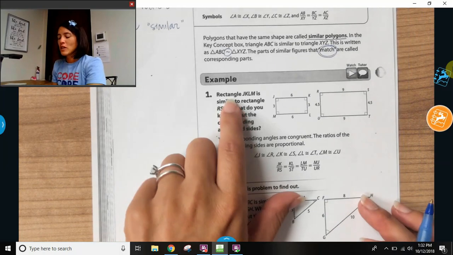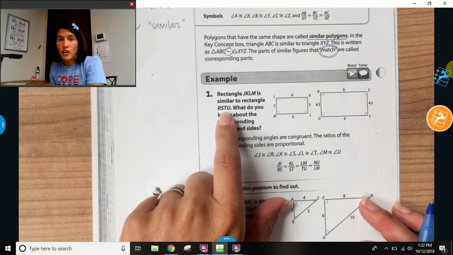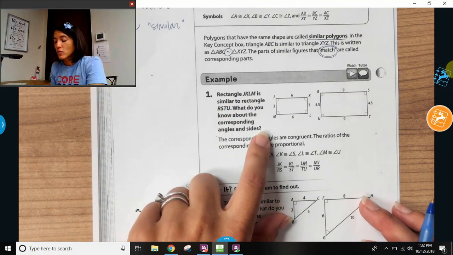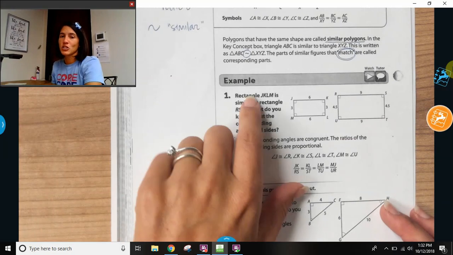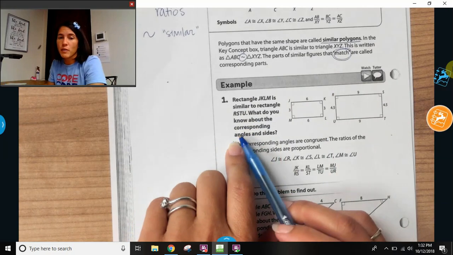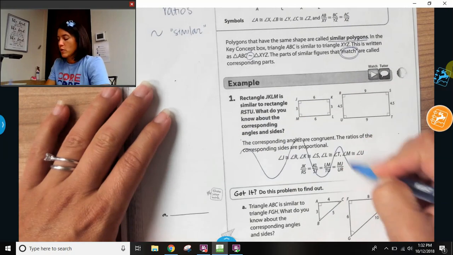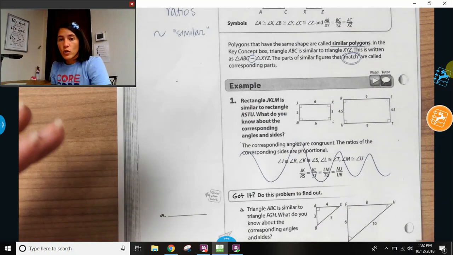So here's an example. Rectangle JKLM is similar to rectangle RSTU. What do you know about the corresponding angles and sides? Now, of course, it's done for you, but I'm going to explain what you're expected to do. What do you know? There are two things. We know something about the angles and the sides. So let's start with the angles. And I'm showing you what you're going to answer.